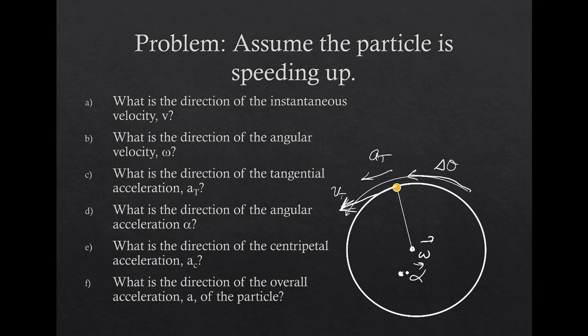And the direction of the centripetal acceleration is going to be directly inwards like this. Okay, and so what's the direction of the overall acceleration of the particle? You can put that in a different color, and that's going to go kind of like this, and that's the vector sum of AT and AC.